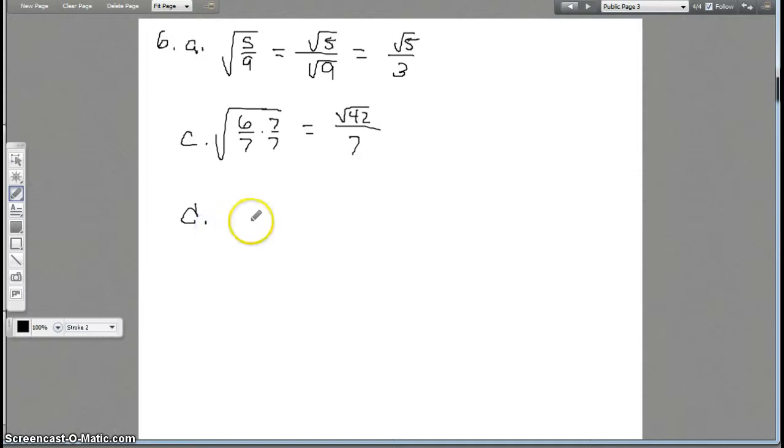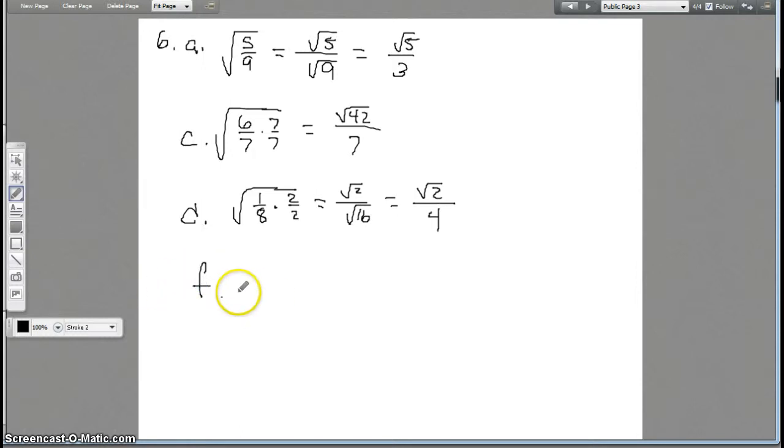Okay, let's hop over to part D. Part D says the square root of 1/8. So how can I get rid of an 8 in the denominator? I need a square number. The smallest square number that's a multiple of 8 is 16. To get 16, I would need to multiply by 2 over 2, and that will give me the square root of 2 over the square root of 16, because 8 times 2 is 16, and that is the square root of 2 over 4.